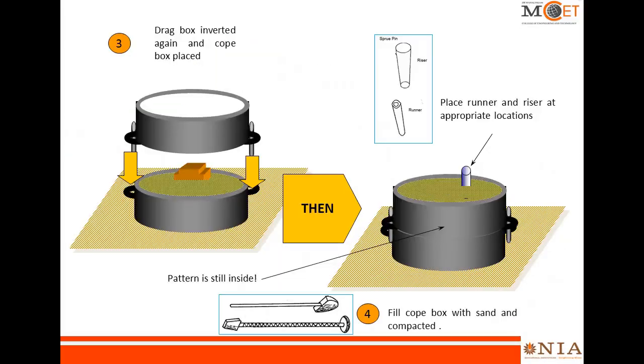The next step, you have to invert again. The drag box has to be inverted again, and the cope box has to be placed above. So now the cope box is placed. Then the cope box has to be filled with sand.